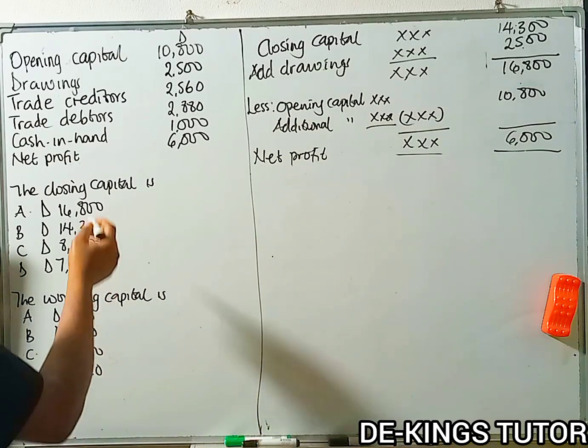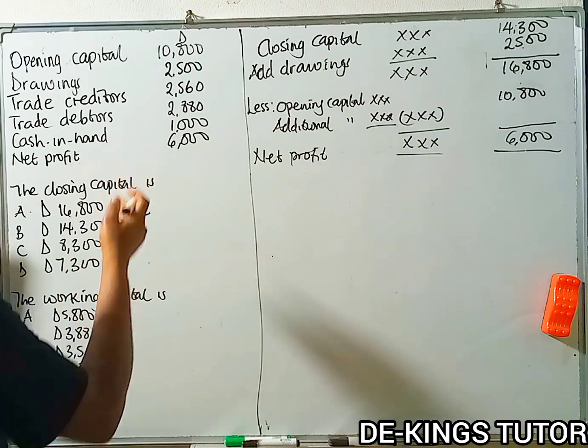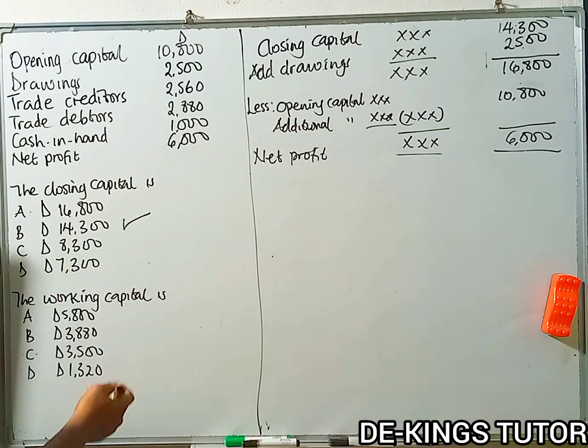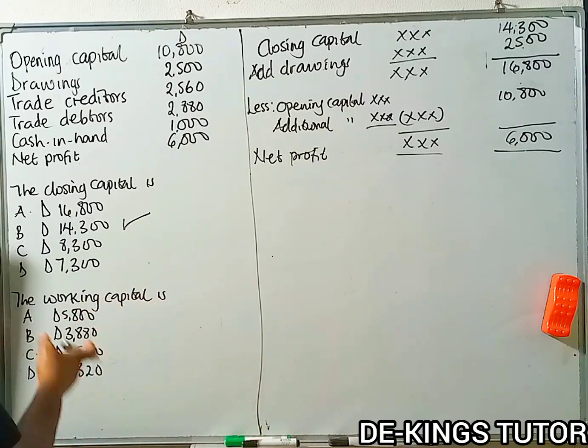Now let's check here. What do we have here? Closing capital is what? 14,300. So that is the closing capital. So the next question said, what is the working capital?